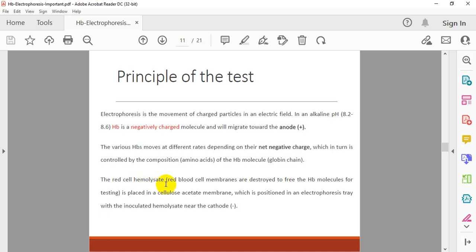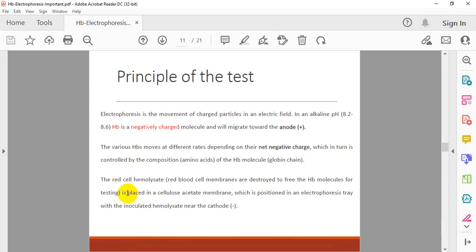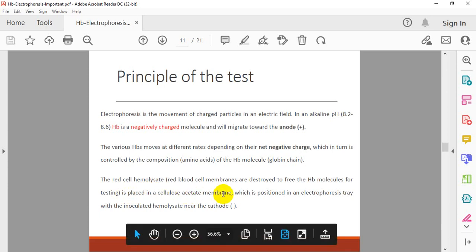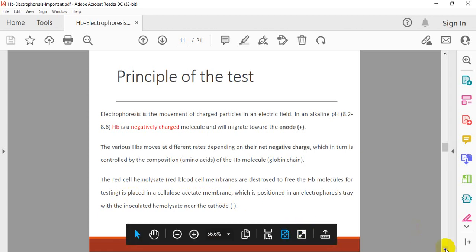The red cell hemolysates, or red blood cell membranes, are destroyed to free the hemoglobin molecules for testing. Before you want to test, you have to hemolyze the red blood cells. Hemolysis is the breakdown of the walls of the red blood cells to release their content. So we need the hemoglobin, the globin chains. It's placed in a cellulose acetate membrane, which is positioned in an electrophoresis tray with inoculated hemolyzate near the cathode.